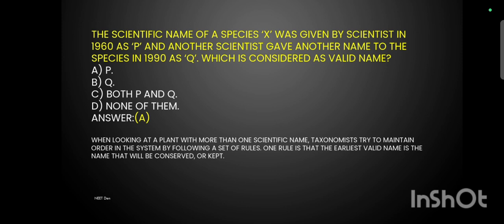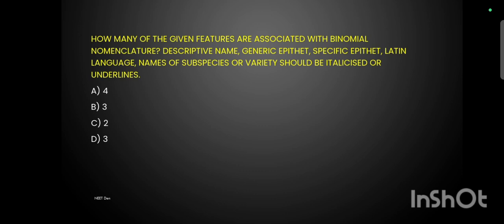When looking at a plant with more than one scientific name, taxonomists try to maintain order in the system by following a set of rules, and one of the rules says that the earliest valid name will be observed or kept. So the earliest name which has been decided for a particular plant species, or any species, will be followed.